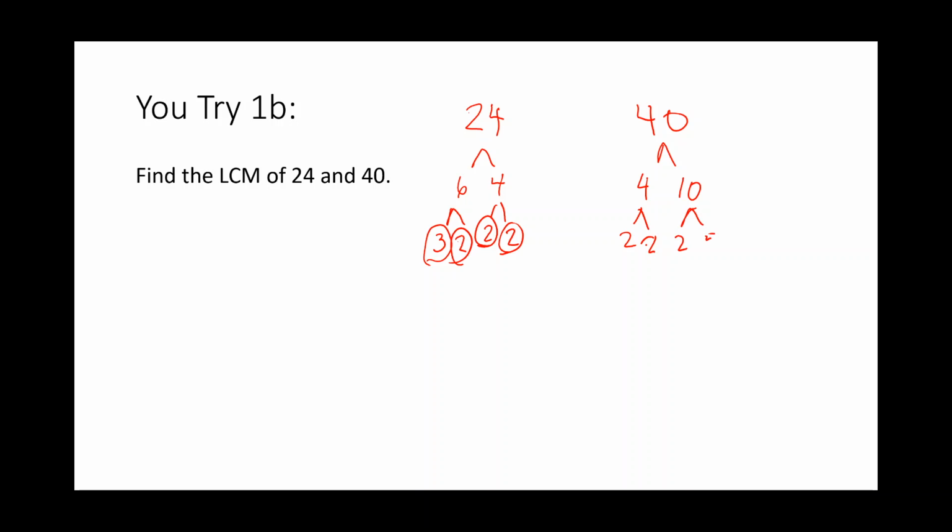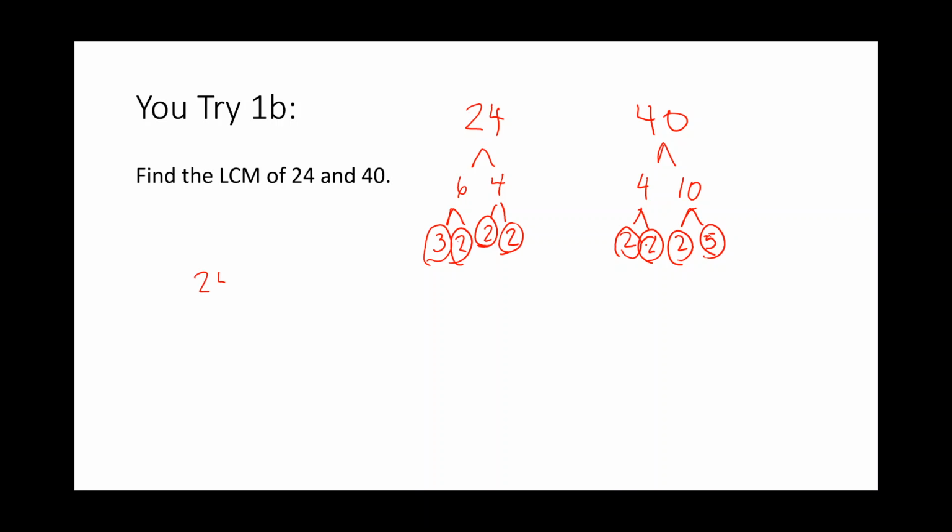Okay, let's take a look at 24 and 40. My prime factorization of 24 happens to be 6 times 4. You can do 3 and 8 as well, and you'll get the same answer. But I like doing 6 and 4. So I have all my prime factors that multiply to give me 24. How about 40? 40 is 4 and 10. You can also do 5 times 8 if you want. 2 times 2 times 2 times 5.